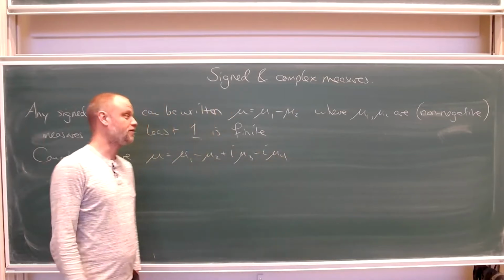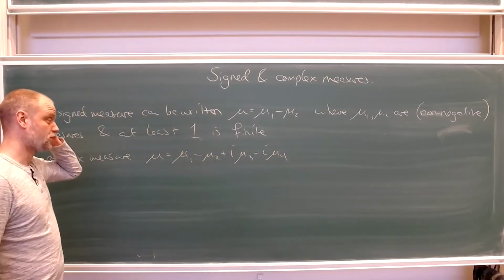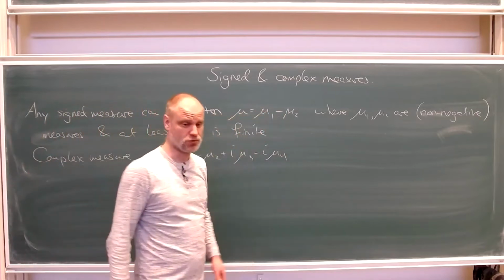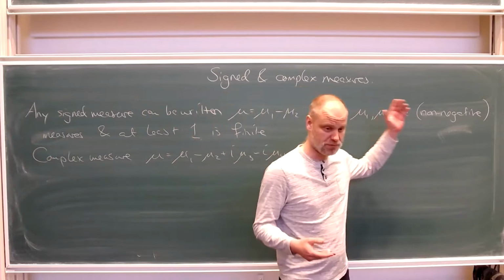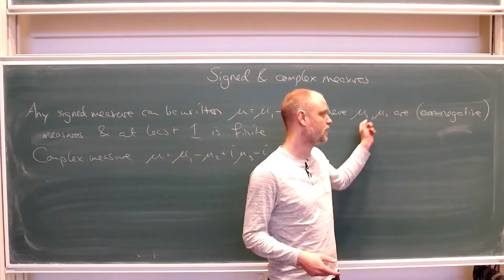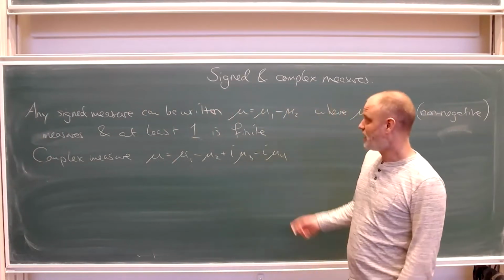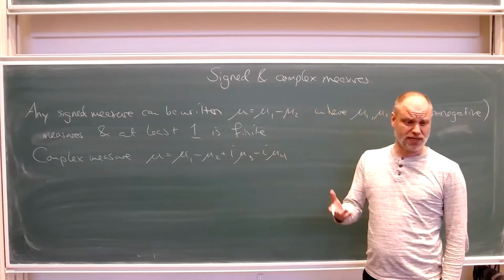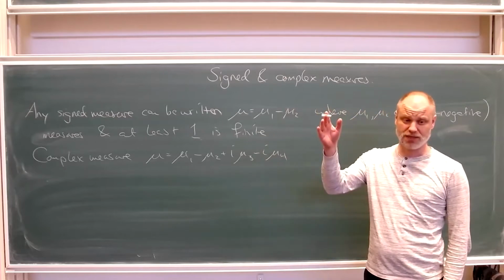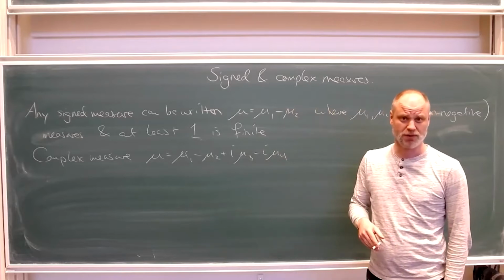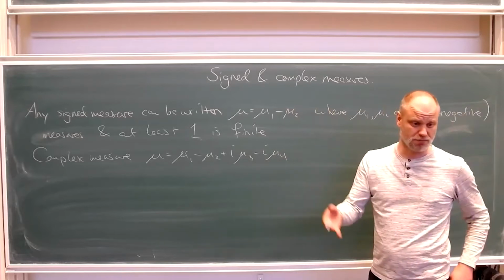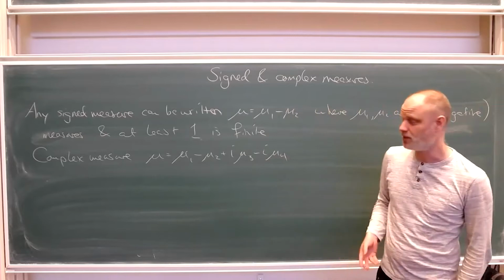All right, so here you have it. Any signed measure can be written as the difference of two non-negative measures, in the sense that we knew them from before, right? At least one of them should be finite. So for signed measures, we allow infinity or minus infinity, but we can't have both values at the same time. Basically, because plus infinity minus infinity doesn't mean anything.